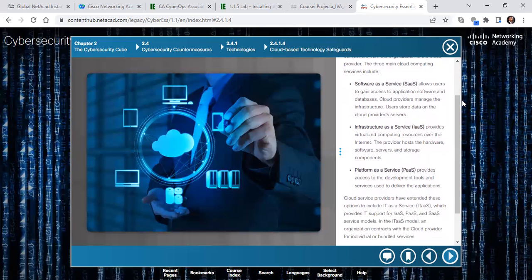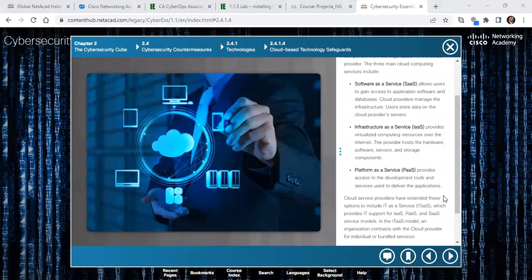Infrastructure as a service provides virtualized computing resources over the internet. So the provider hosts the hardware, software, servers, and storage components, okay? So that is it.